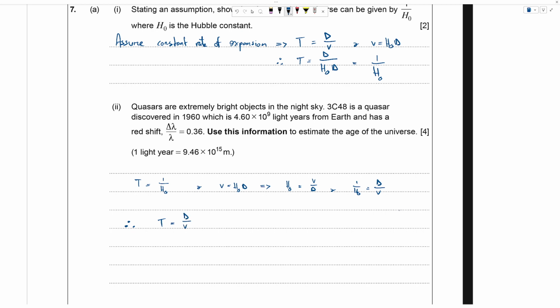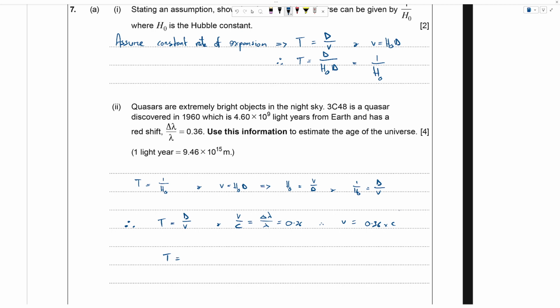which in this case, we need to know that, because we're not told the speed directly, we're told the redshift. So we'll use the redshift equation. v over c is equal to delta lambda over lambda, which in this case equals 0.36. So therefore v is equal to 0.36 times c. So I can substitute that in.